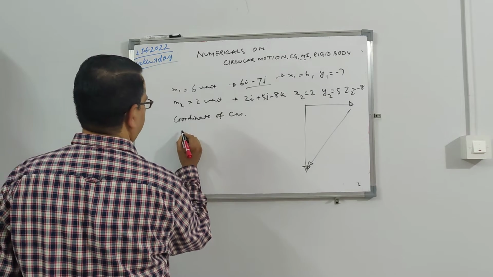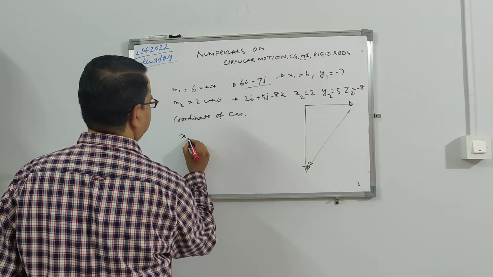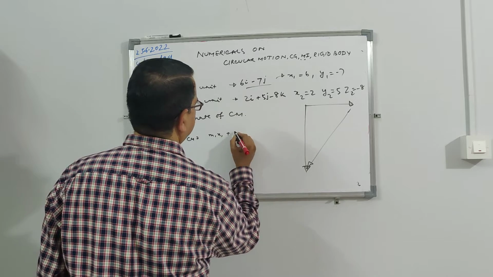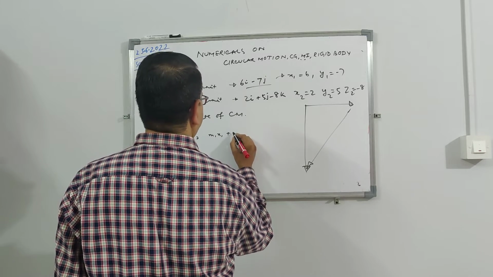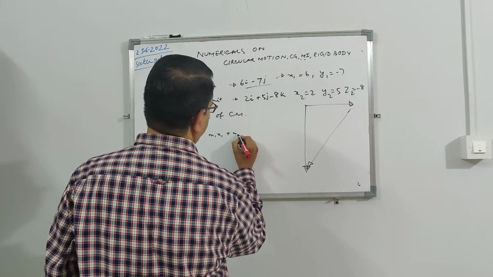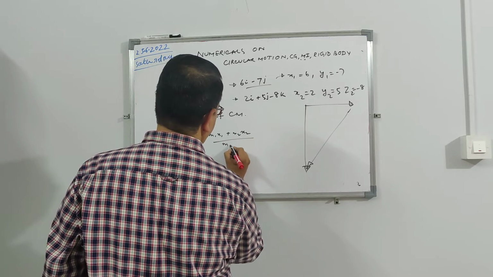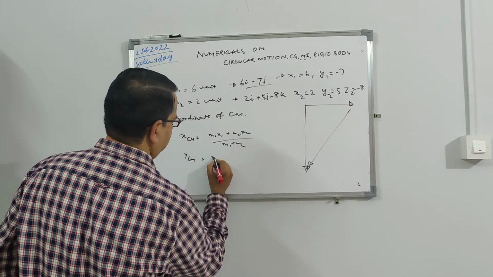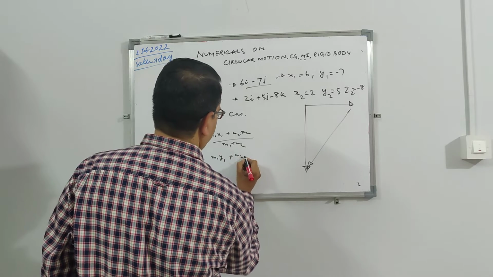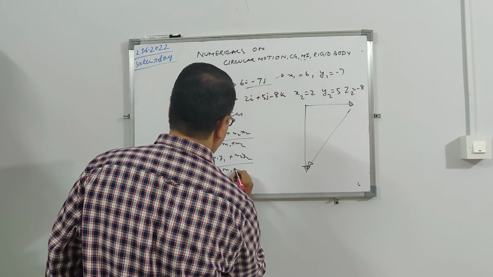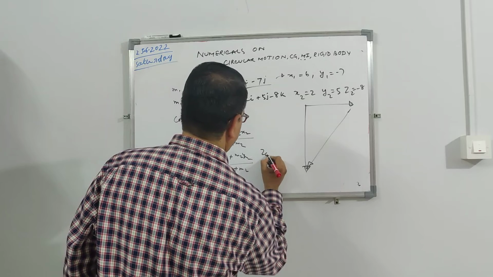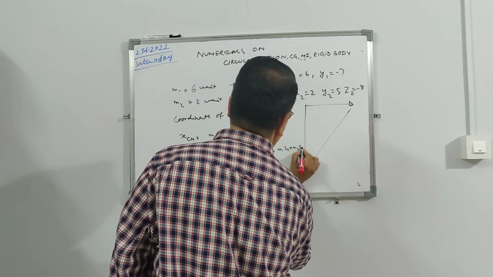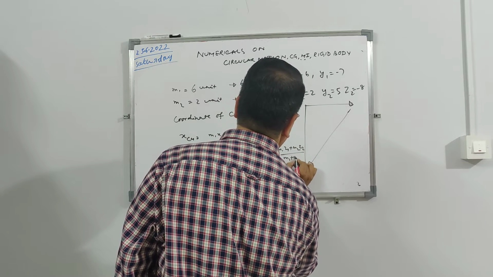So your coordinate will be x center of mass is equal to m1 x1 plus m2 x2 divided by m1 plus m2. Similarly, y center of mass is equal to m1 y1 plus m2 y2 divided by m1 plus m2. Similarly, z center of mass is equal to m1 z1 plus m2 z2 divided by m1 plus m2.